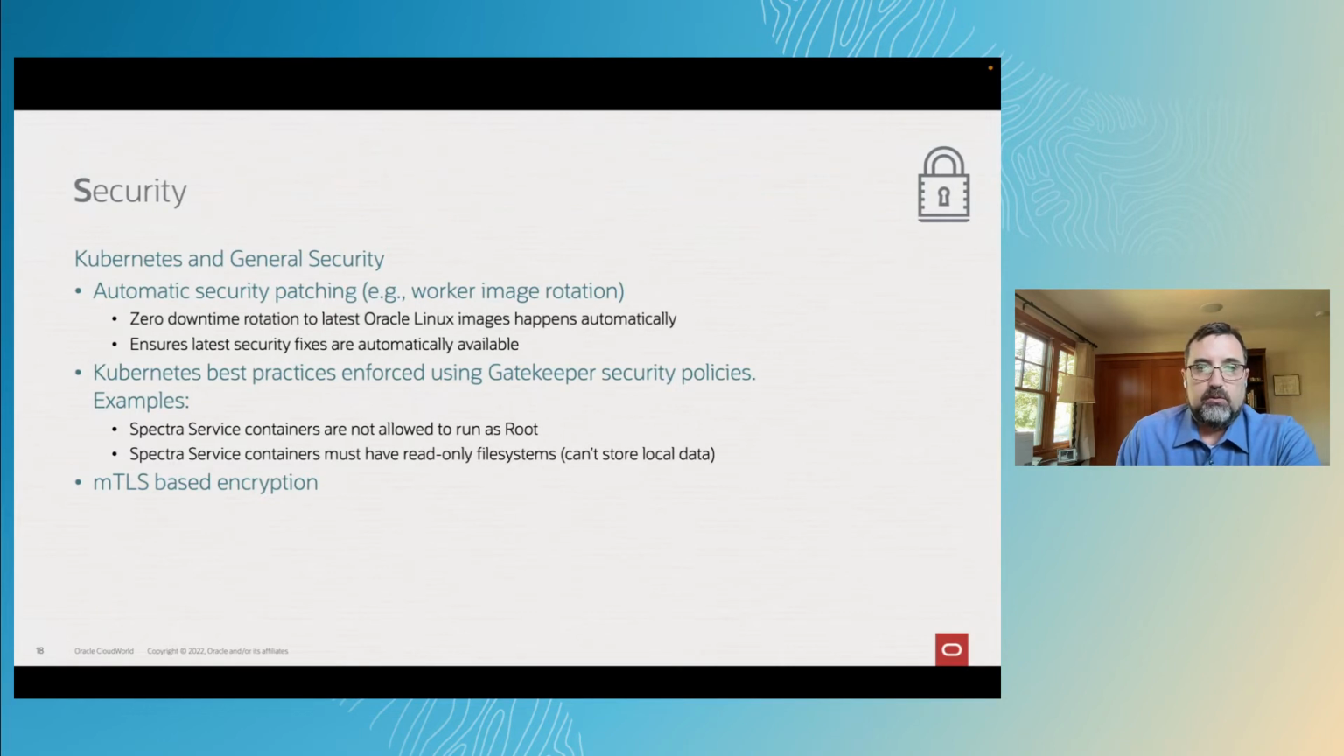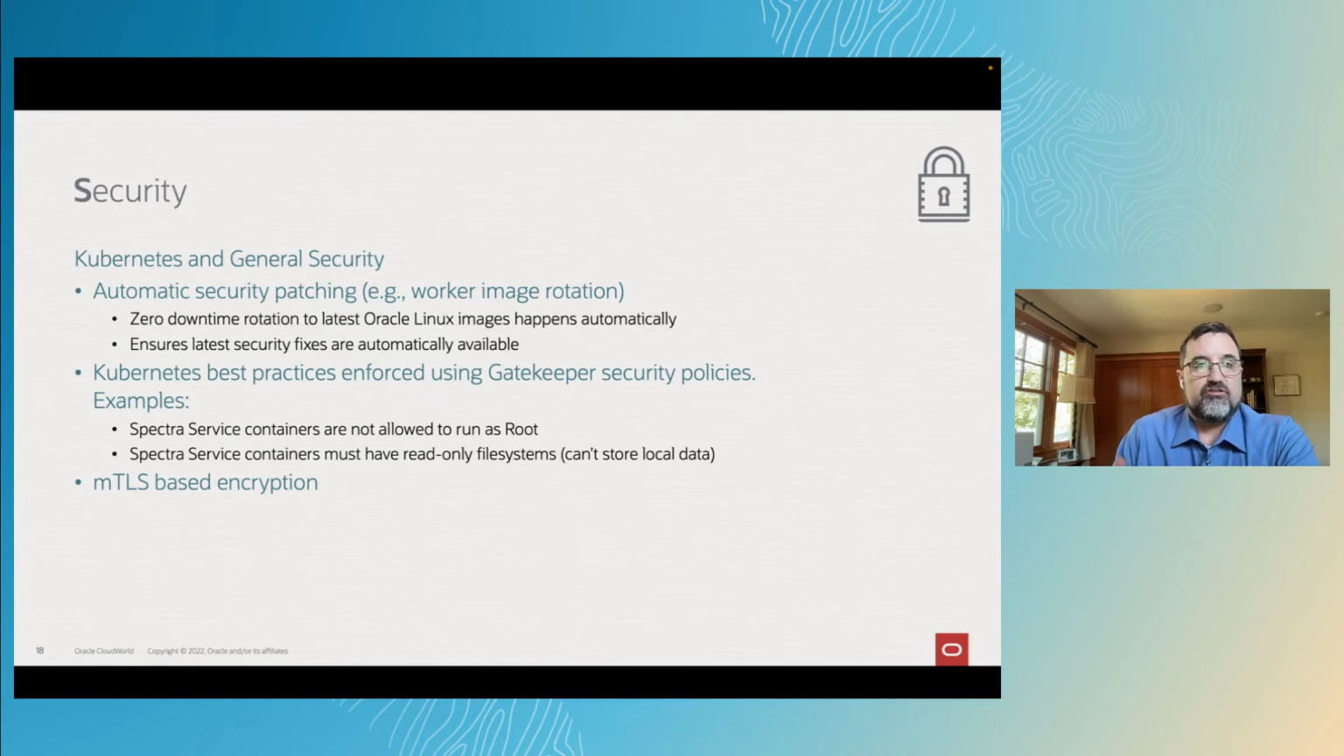And then, if you're familiar with Kubernetes, you may know of something called Gatekeeper. This is a layer where we can put rules around security policies as well. For example, in Spectra, we have rules to enforce things to ensure either nothing happens accidentally or, in case of any intrusion attempts or anything like that, we're protected. So things like not allowing those containers to run as root and not allowing read-write file systems on those containers.